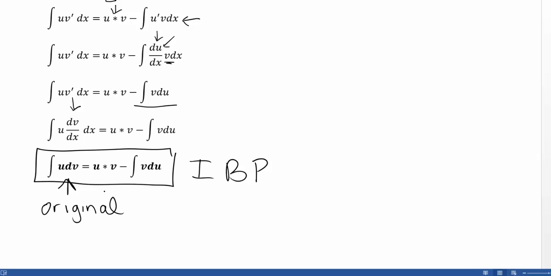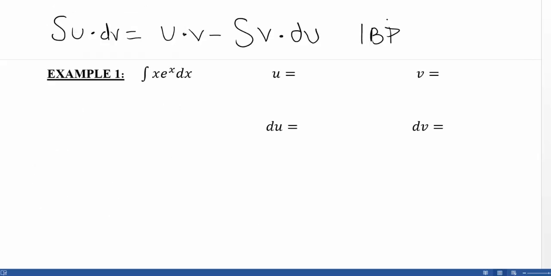So let's walk through an example and see how this formula applies. Example 1. Find the indefinite integral of x e to the x dx. So first we want to notice that we cannot do substitution here. One of the things we're going to need to do is look at problems and determine if we need to use substitution or integration by parts. So here, there's no substitution we could make to make substitution work.